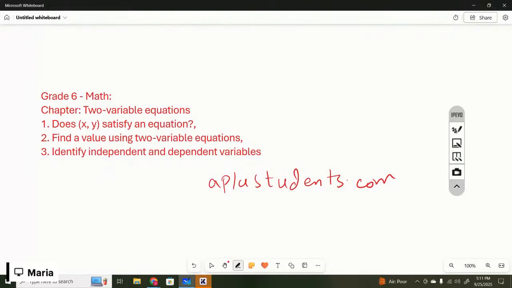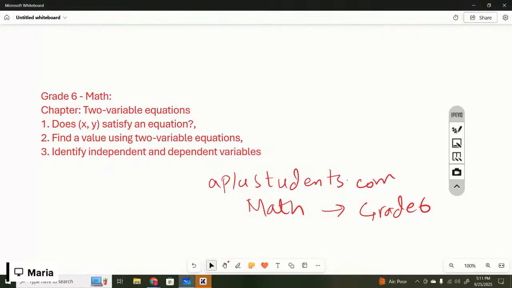Then you have to select math from the subject tab, scroll down to grade 6 math, and then click on view all lessons. There you can find the list of the chapters. We're going to start with chapter 2, variable equations.